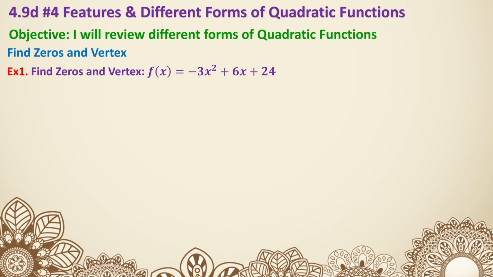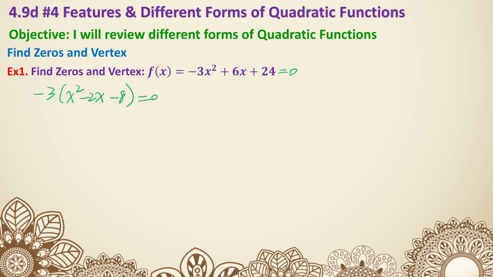First one, find zeros and vertex. We did learn about zeros. We try to find zeros, we're going to set it equal to 0 and then solve the equation. The solutions would be the zeros. So for this one, you have -3, 6, and 24. You can for sure factor out the GCF, which is -3. Then you're left with x squared minus 2x minus 8 equals 0.